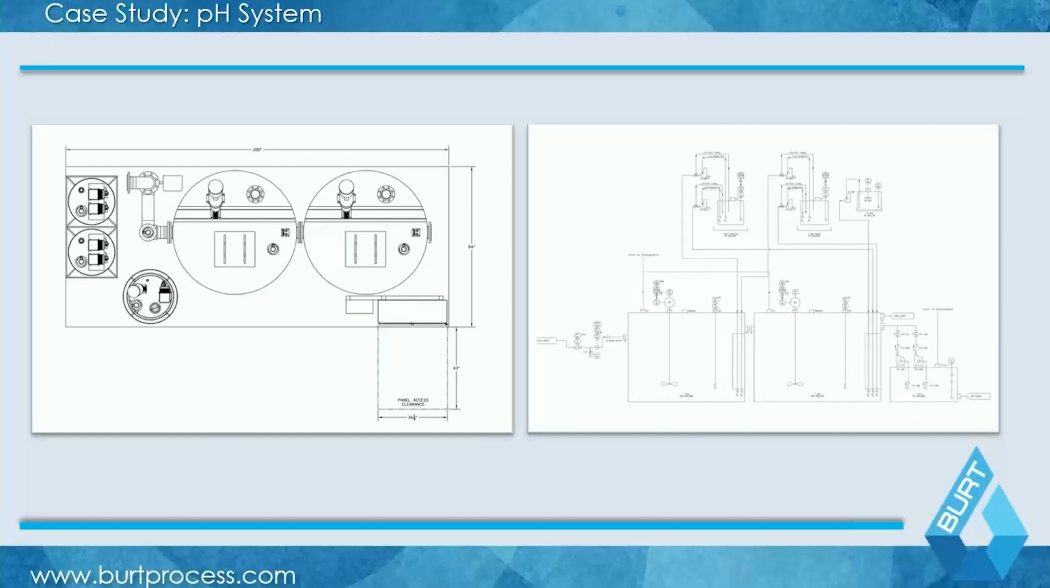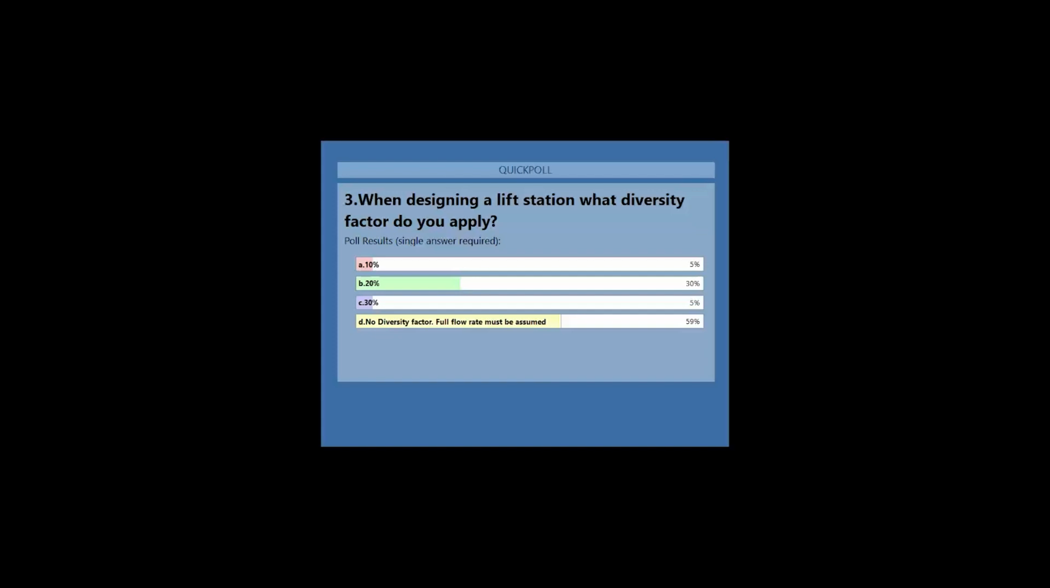All right. So when designing a lift station, what diversity factor do you apply? And the question obviously, there's no diversity factor. For a pH system, you typically apply a 20 to 30% diversity factor. Not always. We'll talk about that in a second. But for a lift station, you do apply no diversity factor.